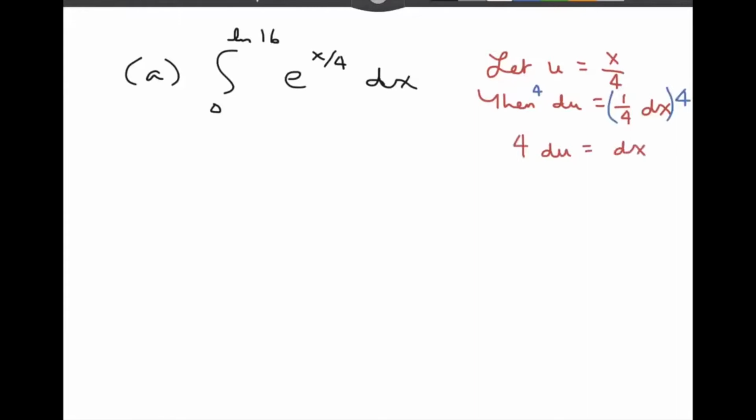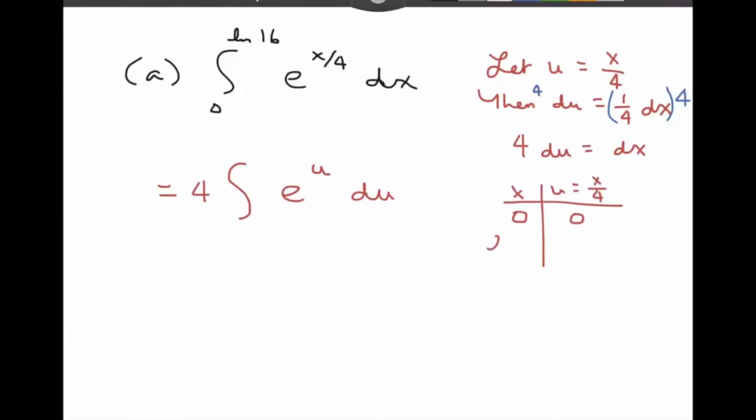All right, so writing this integral in terms of u, e to the x over 4 is going to become e to the u. Dx is going to become 4 du. And now I'm going to change my limits of integration. Remember how that works? So what you see in the original integral are x limits. And u is x over 4. So 0 is going to still be 0, but natural log 16 is going to be natural log 16 over 4.